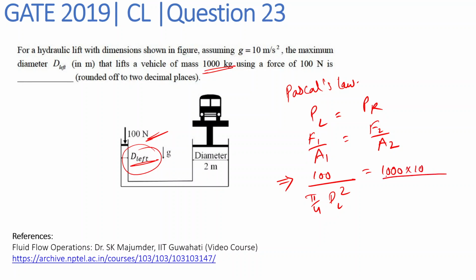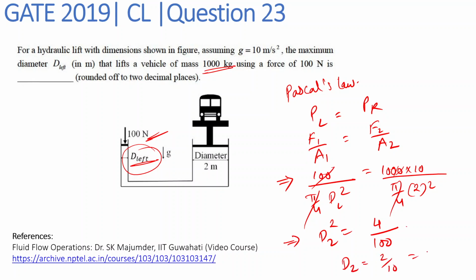10,000 Newton on the right hand side, and the area will be pi by 4 diameter square, and the diameter is 2, so it will be 2 square. We have to find d2, so this will get cancelled out. So d2 square will be 4 upon 100. So d2 will be 2 by 10, which is equal to 0.2 meter.